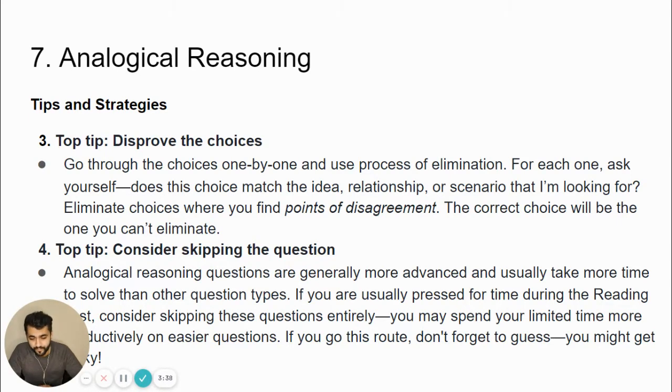Number four, top tip, consider skipping the question. Analogical reasoning questions are generally more advanced and usually take more time to solve than other question types. If you are usually pressed for time during the reading test, consider skipping these questions entirely, and that will allow you to give more time to questions which you can easily solve.